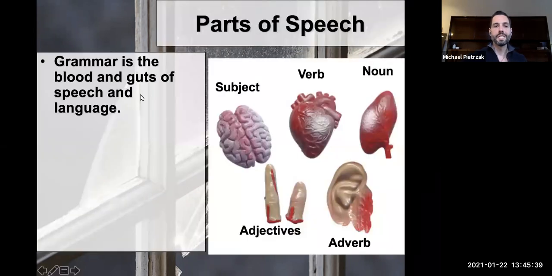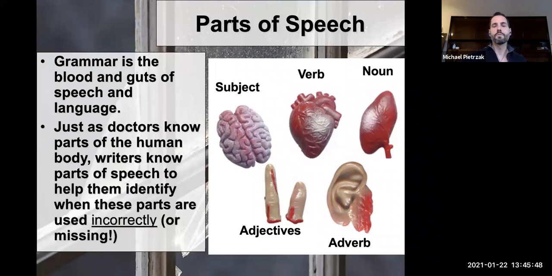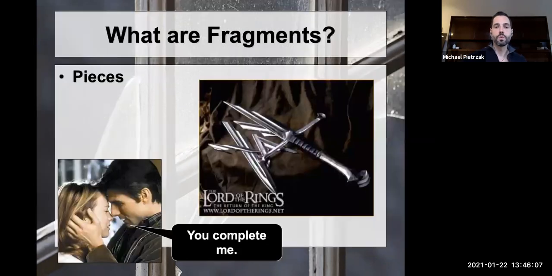So what are the parts of speech? Grammar is like the blood and guts of speech and language. It's the parts, right? It's the subject, the verb, adjectives, adverbs, pronouns, etc. And just like doctors know the parts of the human body so they can operate, well, writers need to know the parts of speech to help you identify when these parts are used incorrectly, how they go together, how you can maybe combine them in different ways. So let's learn about the parts so we can understand how the whole comes together.